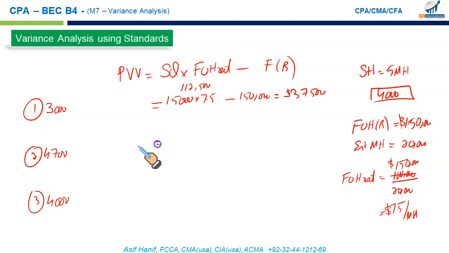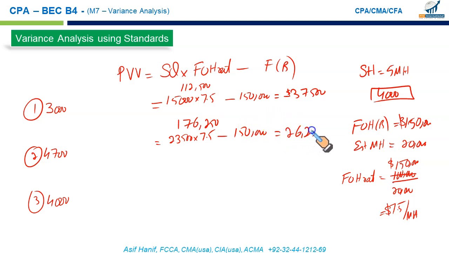Now what about in case you produce 4,700 units? These 4,700 units at the rate of 5 hours per unit should have taken 23,500 hours. The application rate of fixed overhead per hour is 7.5, and the fixed overhead budget was 150,000. Now look at this: 23,500 multiplied by 7.5 means your overhead absorbed is 176,250, whereas the overhead budget was 150,000. It indicates that you produced more than the estimate. It is a positive variance.